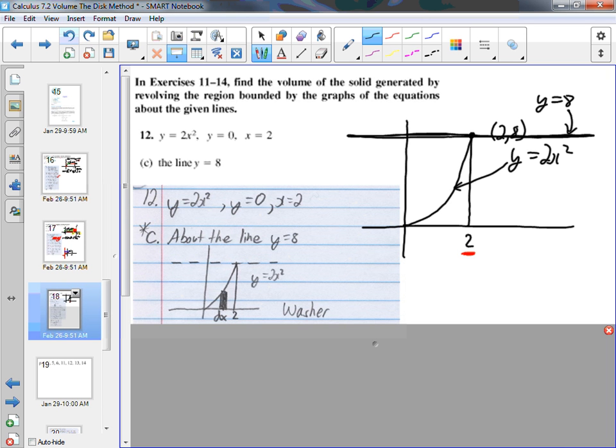So I've done a lot of thinking already. Now I need to draw, so I need to write down about the line y equals 8. Let's draw in a rectangle perpendicular to y equals 8. So it's got to be that way. What's the width of that? dx or dy? dx. So we're back to x's. dx. Does that give us a washer or a disk? Washer.